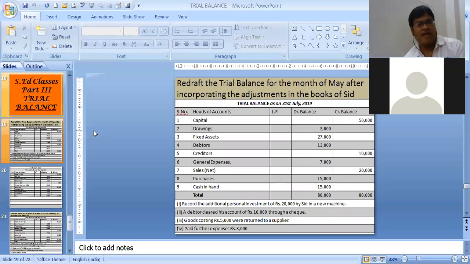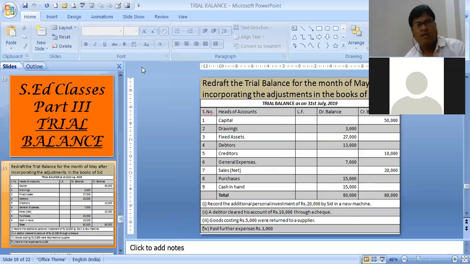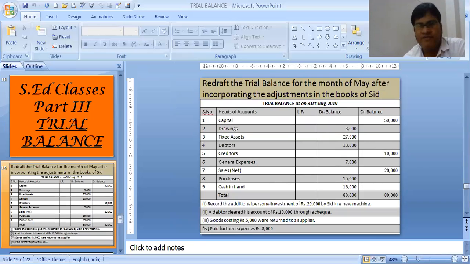The capital balances and everything is given over here. Capital is 50,000 in the credit, drawings, fixed assets, debtors, creditors, general expenses, sales net. Sales net means return inward is already subtracted. We don't have the information, otherwise we would write it. Then purchase, cash in hand, and the totals are both matching.